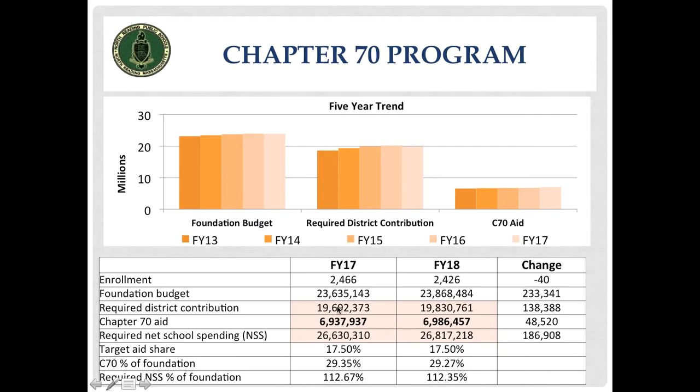So over the last couple of years in the case of North Reading, the required district contribution calculation has been a little over $19.5 million. Chapter 70 has been about $6.9 million. So our required net school spending is a little over $26.5 million. That is the amount that we're required to spend. That amount must be equal to or greater than the foundation budget. So you can see in North Reading, that amount exceeds the foundation budget by about $3 million in both fiscal years 17 and 18. And you may ask why we are that far above the amount that the state has determined our foundation budget to be to provide an adequate and equal and fair education.